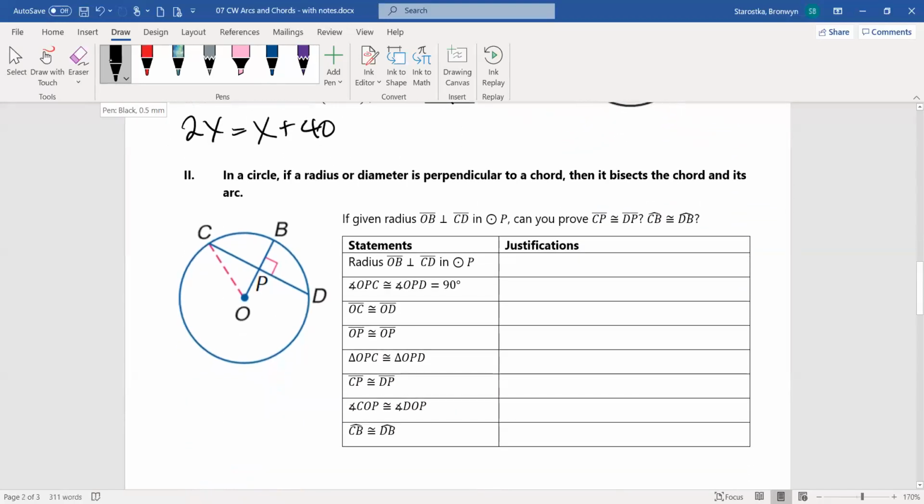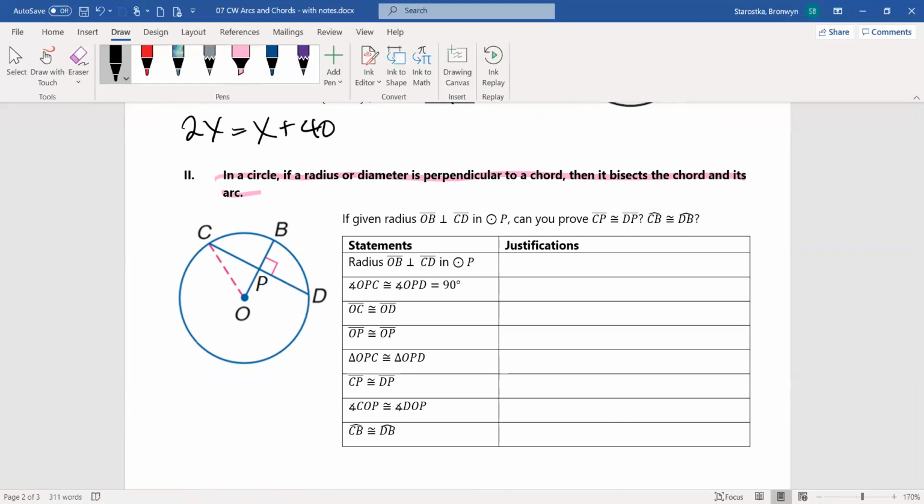Next property. And a circle. If a radius or a diameter is perpendicular to a chord, then it bisects that chord and it bisects that arc. So we've got AB perpendicular to CD in circle P. Can we prove that CP is congruent to DP, and can we prove that arc CB is congruent to DB?